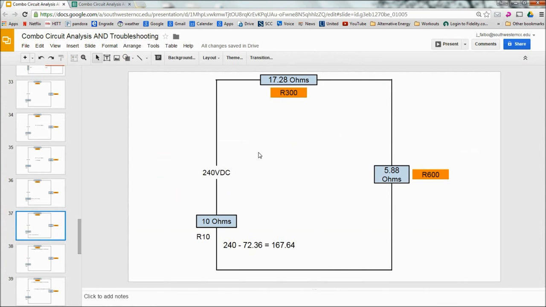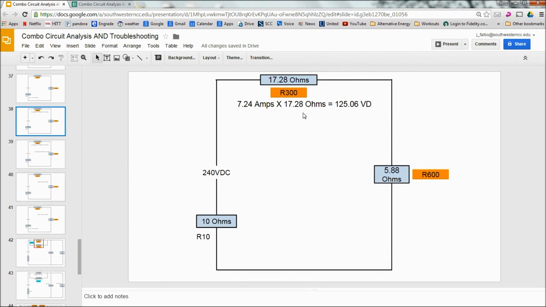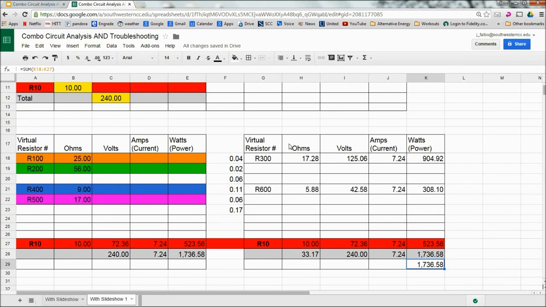Let's go back to our circuit, and now that we know the resistance across this virtual load and the current, we can calculate the voltage drop across this R300. We can also do it across R600. So in our spreadsheet, we've done that. We have calculated the voltage drop across both of these virtual loads, 300, 600.